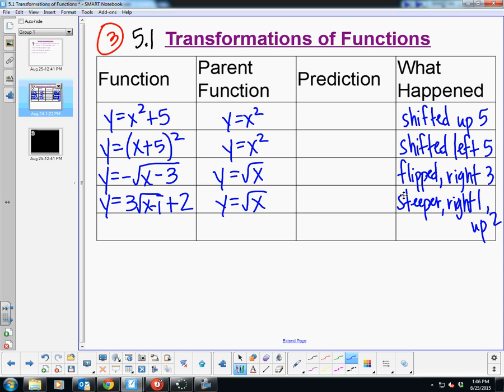Okay, let's do one last one, and let's see if we can get this one correct when we predict. So 1/2 times the absolute value of x plus 4. And the parent function is just the absolute value of x. Okay, so I want you to predict what you think will happen. No matter what the shape of the graph is, just predict what you think will happen with the 1/2 multiplying that, and the plus 4. How do you do the 1/2? Just go 1 divided by 2. So just enter that. Okay.